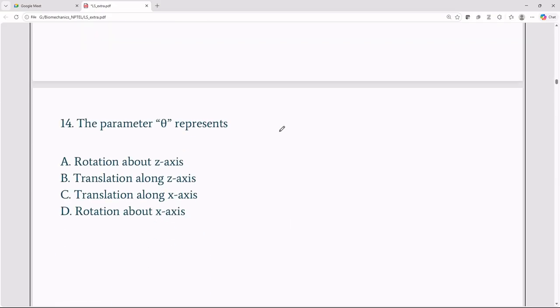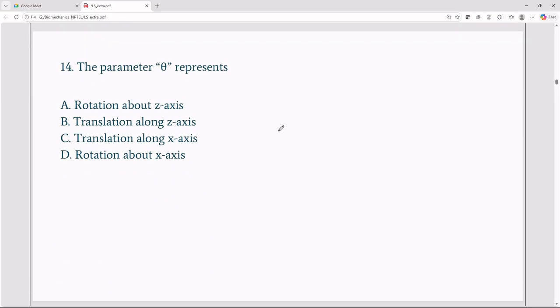Next question. What does the parameter theta represent? Option A, rotation about z axis. Option B, translation along z axis. Option C, translation along x axis. Option D, rotation about x axis.